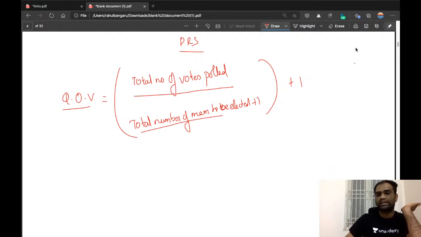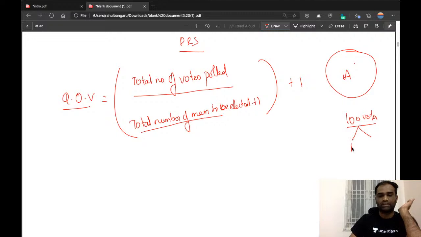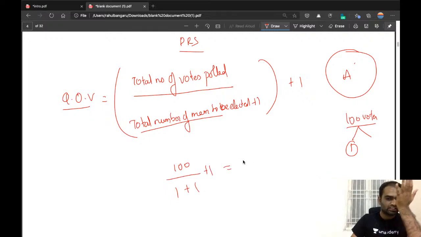For instance, take a constituency A. In this constituency A there are 100 voters. Take the case of electing 1 member. What is the total number of votes polled? 100. How many members do we have to elect? 1 member. So plus 1 and then plus 1. What is the quota of votes required in this case? 51.